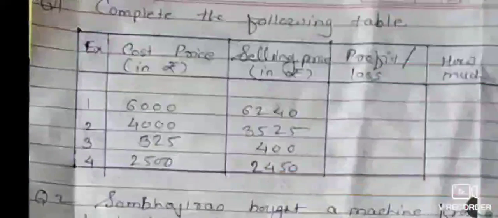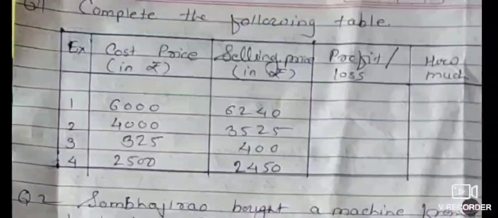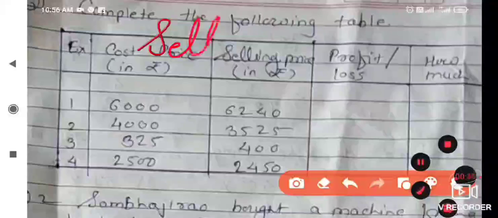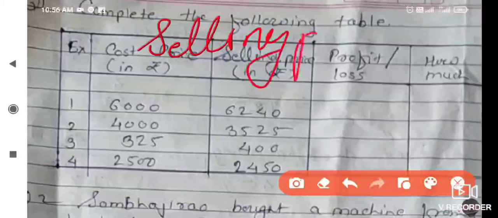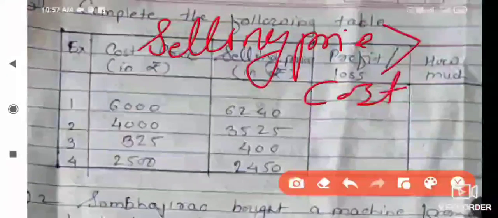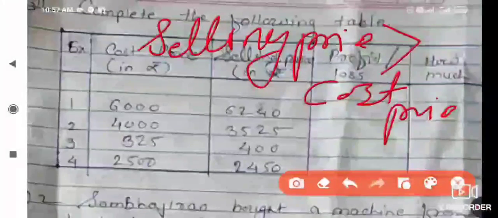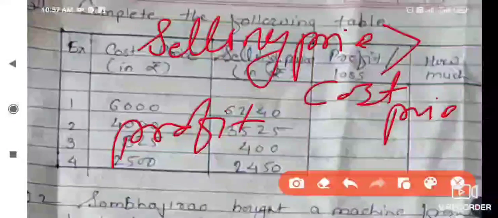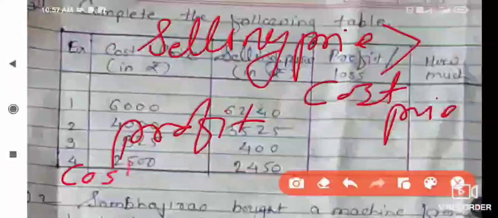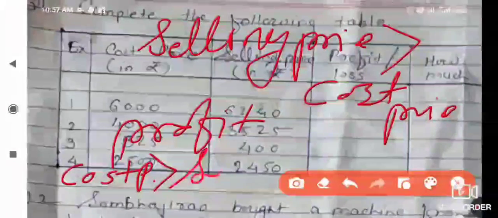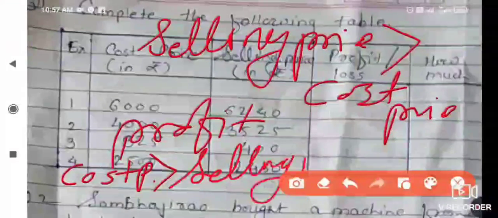So here, as I told you before, when selling price is greater than cost price, then there is a profit, and when cost price is greater than selling price, then there is a loss.